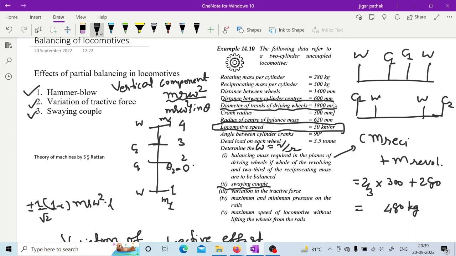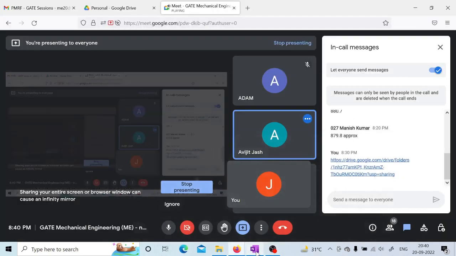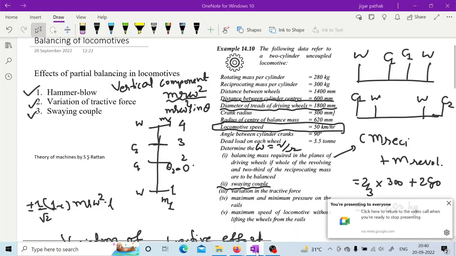So are you getting what I am trying to say? Anyone can respond? Hello? Yes, sir. Yes, sir. Right, so this way you can calculate this swaying couple, right?